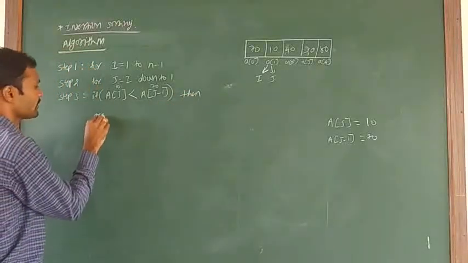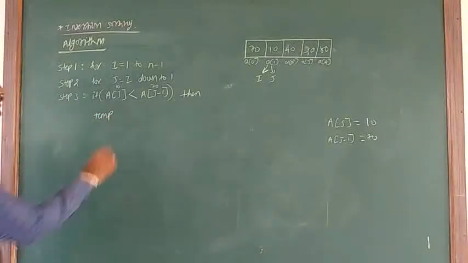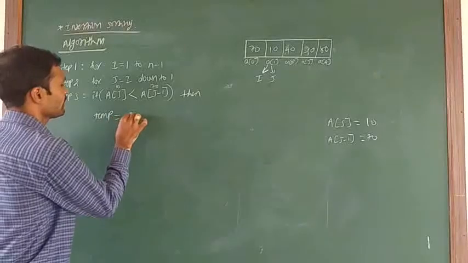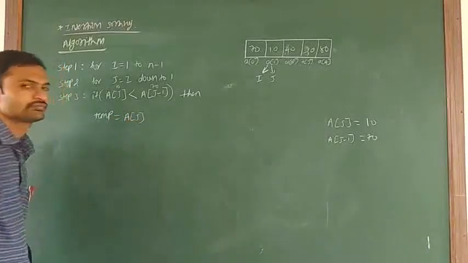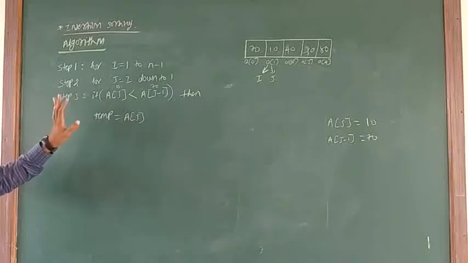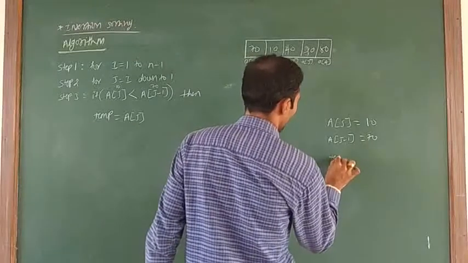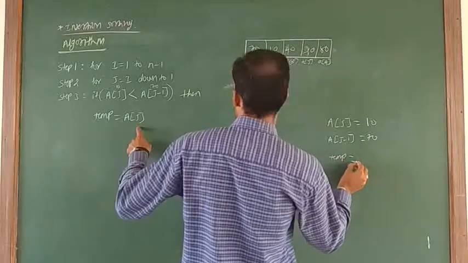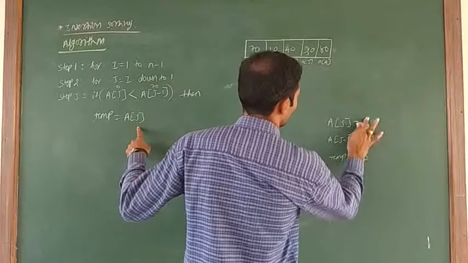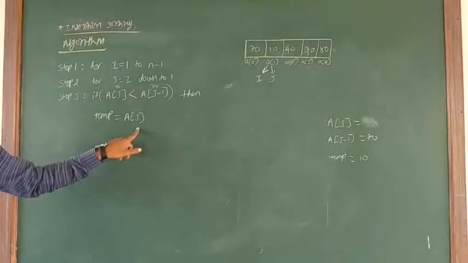we will take one more variable as a temporary. Temporary is equal to A of j. So A of j is temporarily stored. Now temporary has the A of j value, that is 10. Now A of j is empty.